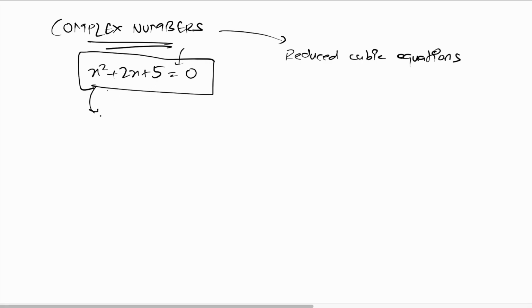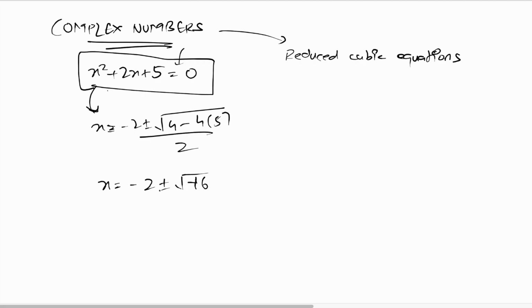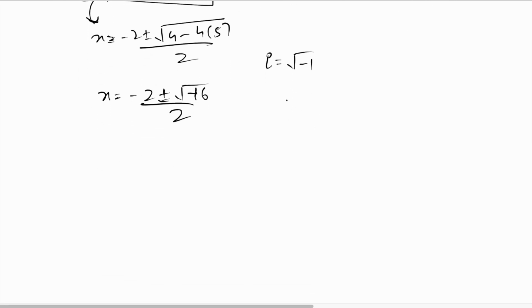understand. Okay, so if I have this quadratic equation, I'll find the solutions using the formula method. So I get x is equal to minus 2 plus minus root of b squared minus 4ac upon 2, which gives me minus 2 plus minus root of 4 minus 20. So 4 minus 20 is root of minus 16, upon 2. Now we'll put a definition of iota, which is square root of minus 1. So root of minus 16 can be written as root of minus 1 into root 16, and root 16 is 4. So we'll replace this by iota and this with 4.